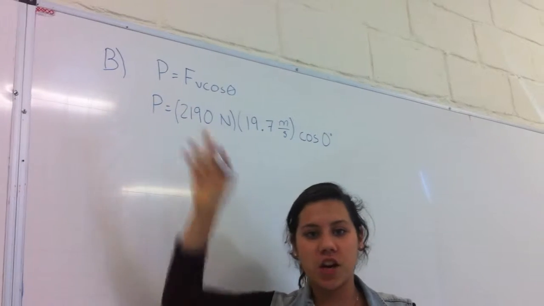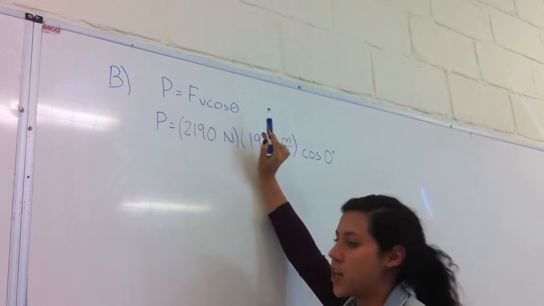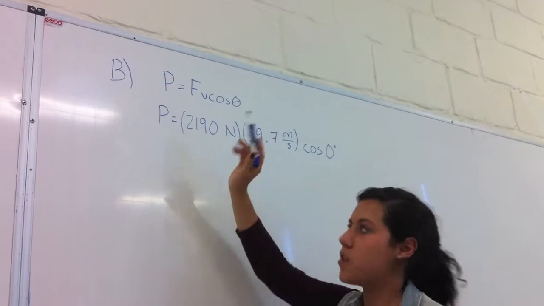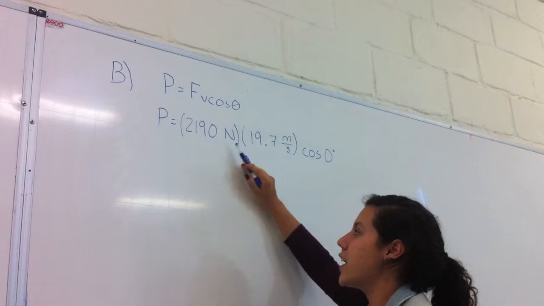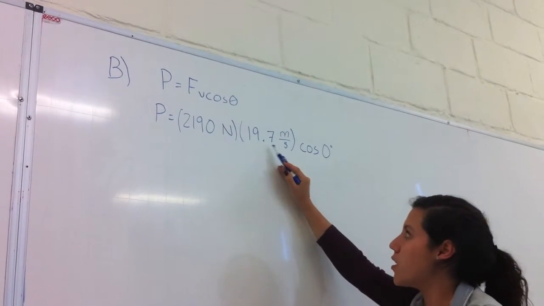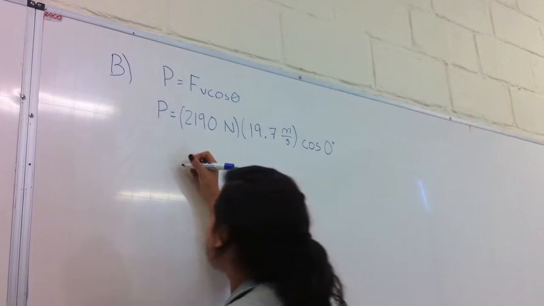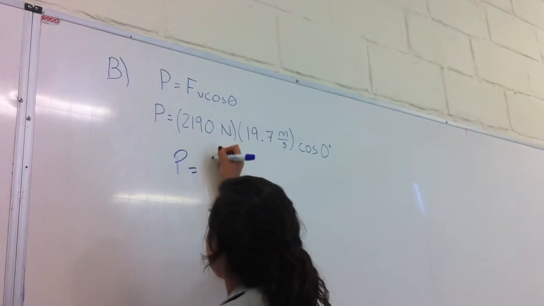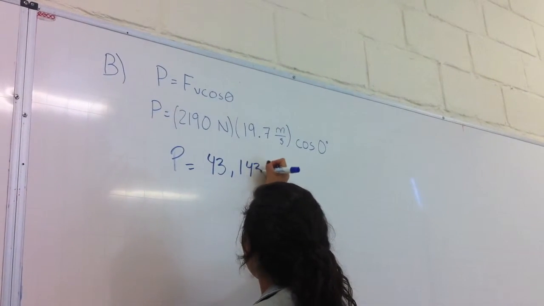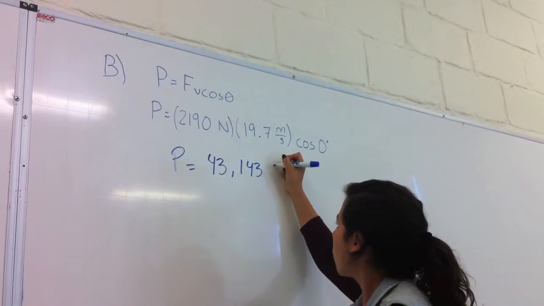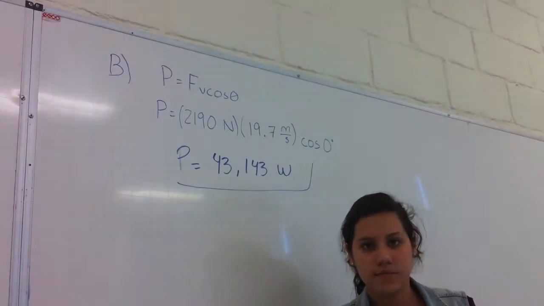And to get the instantaneous power when the car is at 11 seconds, we have to use this formula. Power equals force times velocity times cosine. So substituted will be power equals 2,190 newtons times 90.7 meters per second times cosine, that is 0. So to get to the final answer, it will be power equal 43,143 watts, and that will be the final answer.